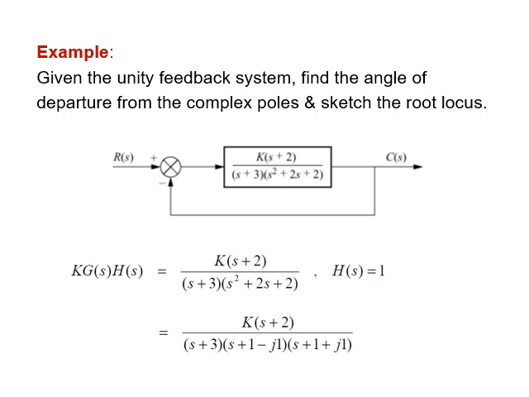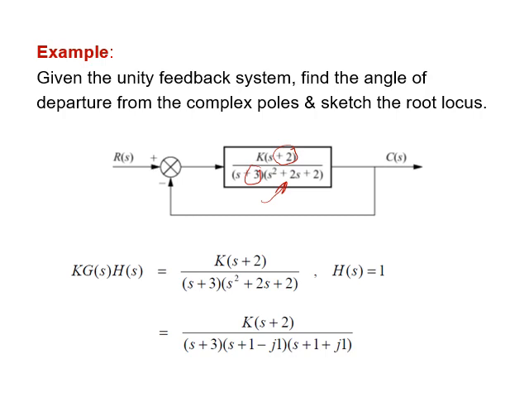Okay, let us do this example to get clearer about angle of departure and angle of arrival. In this example, it asks us to plot the root locus and calculate the angle of arrival and departure. Of course, the first thing we are going to do is identify the poles and the zeros. So we have here a zero at -2, a pole at 3, and two other poles.